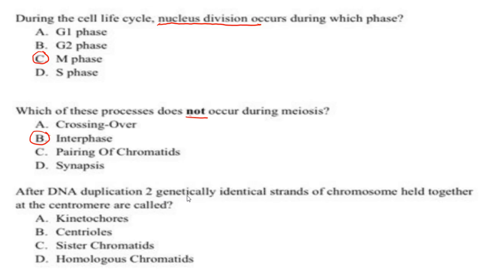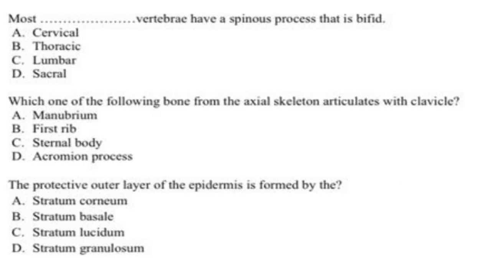After DNA duplication, two genetically identical strands of chromosome held together at the centromere are called what? The answer is the sister chromatids. Okay. Most dash vertebrae have a spinous process that is bifid. You need to understand that spina bifida can take place on the cervical, thoracic, lumbar, and sacral regions, but the most common part is on the what? On the cervical. Which of the following bones of the axial skeleton articulates with the clavicle? It's just the manubrium.